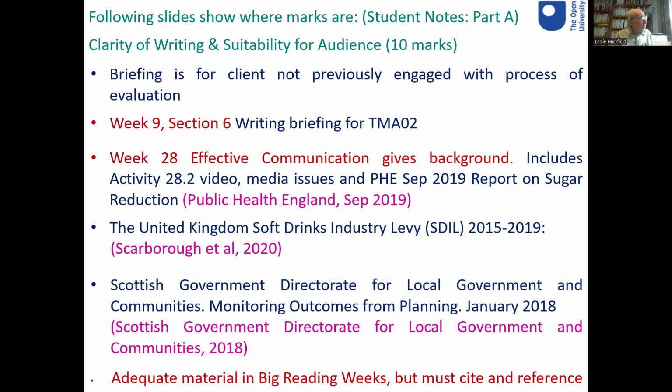There's also a study which was done for the UK soft drinks industry, which again, we've given you the link to. There's also a link, by the way, which isn't in the VLE, to the Scottish Government Directorate for Local Government and Communities, with which I have a fair amount of dealing. They actually did a monitoring exercise in 2018 on some planning changes they'd carried out. Strictly speaking, that's a process evaluation, which we're not asking you to do, but nevertheless it gives you a good idea of how an evaluation might be written up.